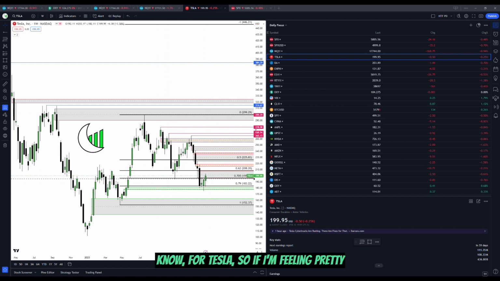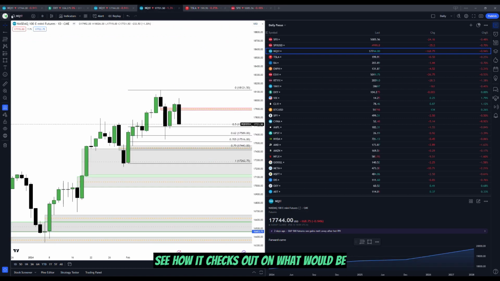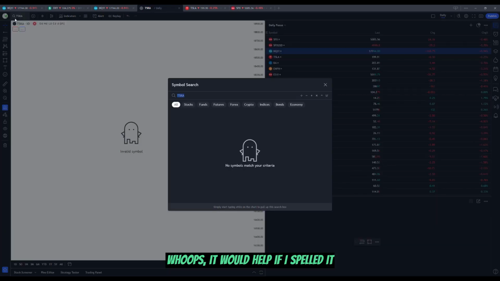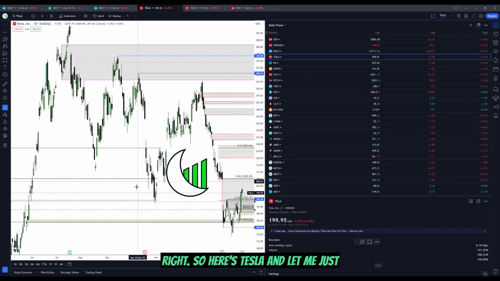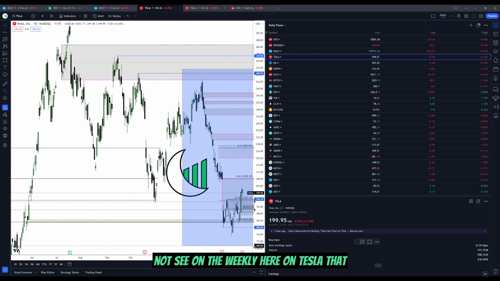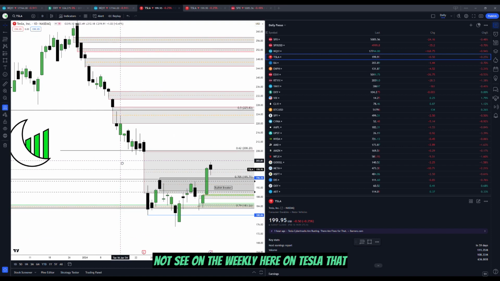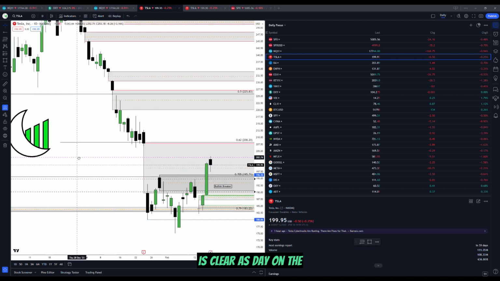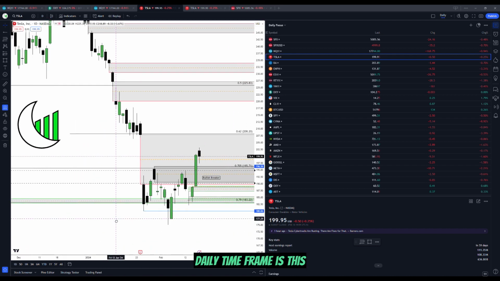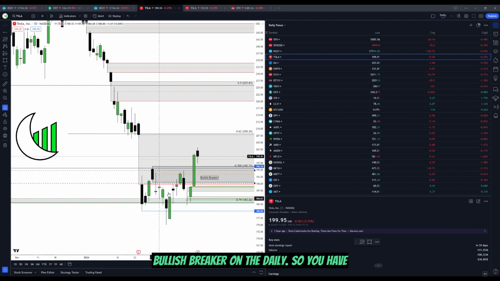So for Tesla, if I'm feeling pretty good about upside here, let's see how it checks out on what would be our daily time frame. Oh, whoops, it would help if I spelled it right. So here's Tesla, and let me just zoom on in. And something that you might not see on the weekly here on Tesla that is clear as day on the daily time frame is this bullish breaker on the daily.